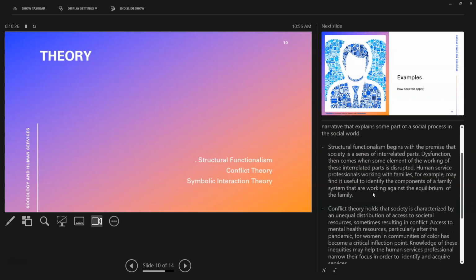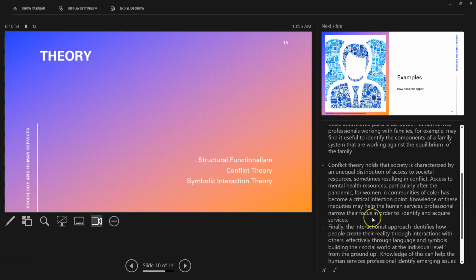Structural functionalism begins with the premise that society is a series of interrelated parts. Dysfunction, then, comes from when some element of the working of these interrelated parts is disrupted. Human service professionals working with families, for example, may find it useful to identify the components of a family system that are working against the equilibrium of the family.